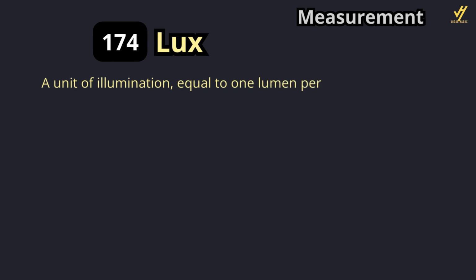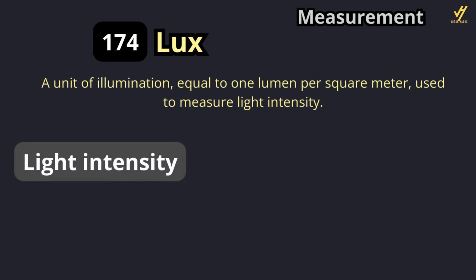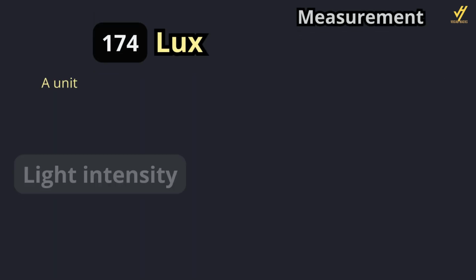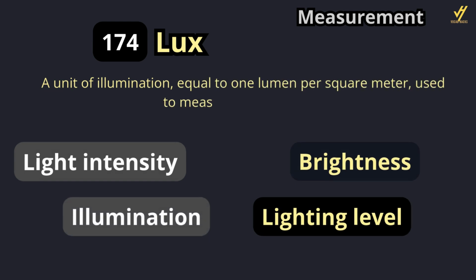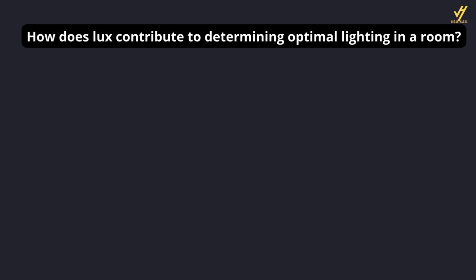Lux. A unit of illumination equal to 1 lumen per square meter used to measure light intensity. Light intensity. Brightness. Illumination. Lighting level. How does lux contribute to determining optimal lighting in a room?